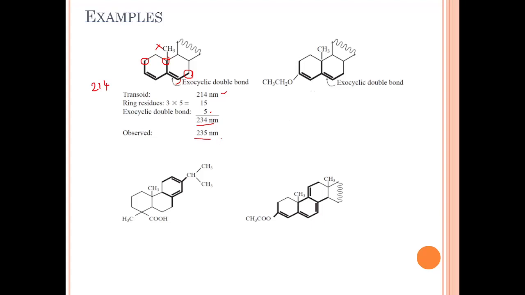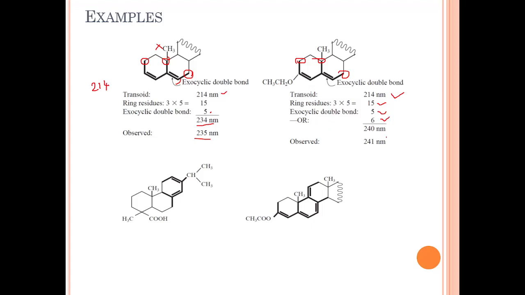Now let's see another example. This is a different type of example. Again, this is a transoid. We have 240 nanometer. Three ring residues, 1, 2, and 3, will be 15. One exocyclic double bond over here. It is 5. And now we have a substituent like an alkoxy group over here. There is OR over here, and one OR will account for 6.